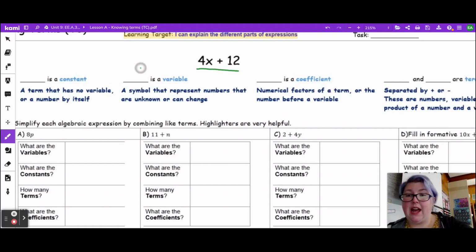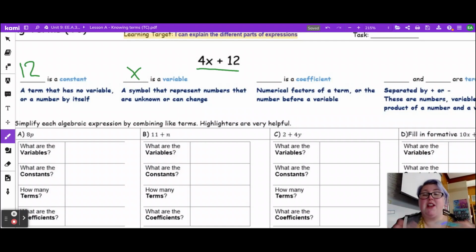So we know that x can be any number, it can change. But 12 is always going to be 12 here. There's nothing else with it. It's not going to ever be different. The 4x, the product of those, will be different. The 12 will not.